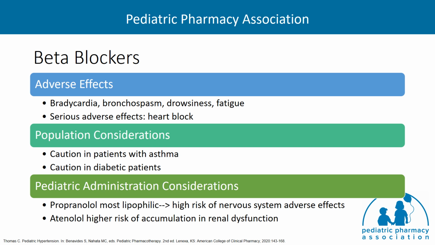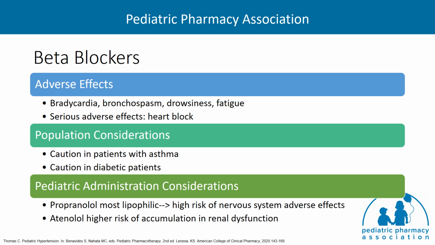If you do have an asthmatic and you need to use a beta blocker and can't use an alternative drug class, ensuring the beta blocker is more cardioselective, such as metoprolol. And of course, being cautious in patients who are diabetic, since beta blockers may mask signs and symptoms of hypoglycemia.